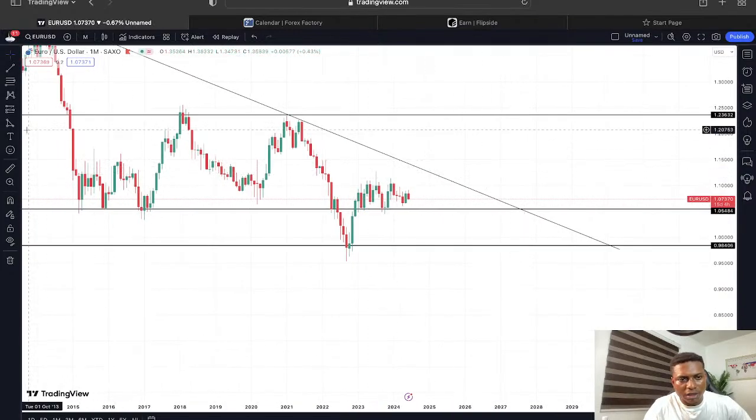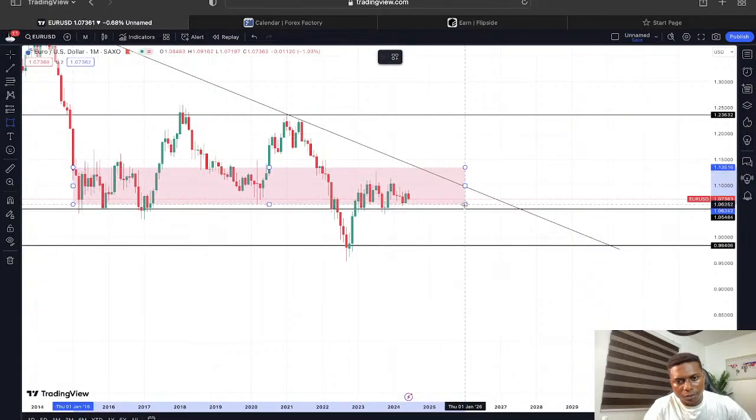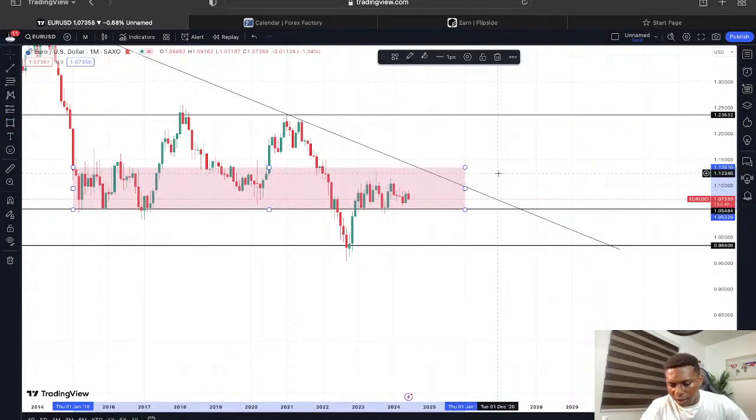Now let's look into this part. Obviously we can see that the market has been consolidating within this region, which is also a key region that we need to pay attention to.